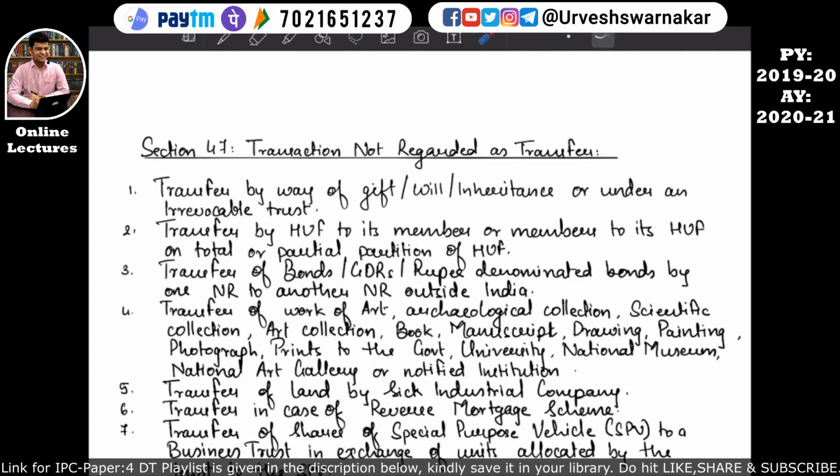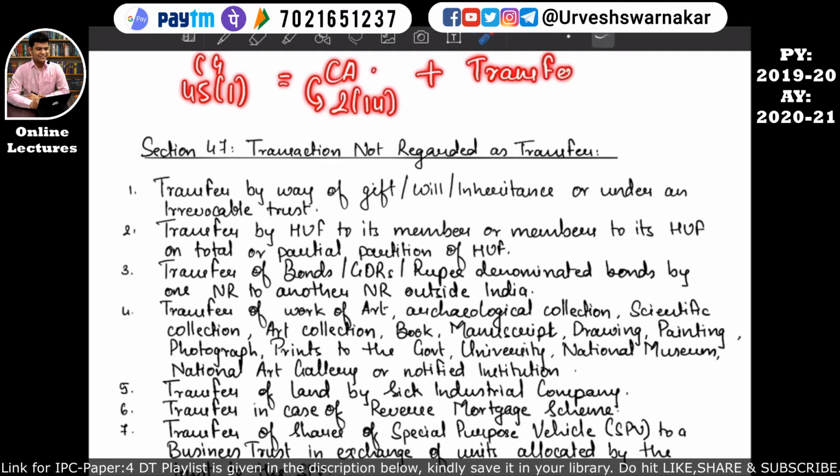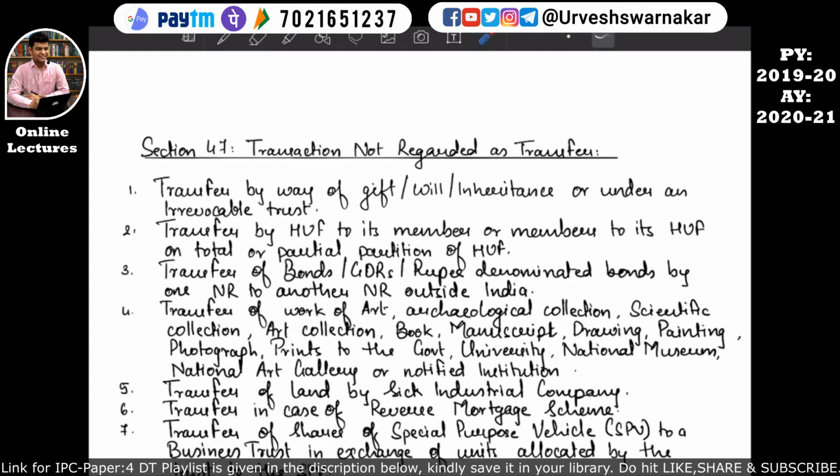So students, now come on to the page where section number 47 is given. What is this section 47? Section 47 says transactions not regarded as transfer. At the start of this chapter, income from capital gain, we studied that capital gain is triggered under section 45 subsection 1, when there is a capital asset as per the definition given under section 2 subsection 14, plus this capital asset is transferred, and such transfer is as per the definition given under section 2 subsection 47. I hope this is quite clear to you all.